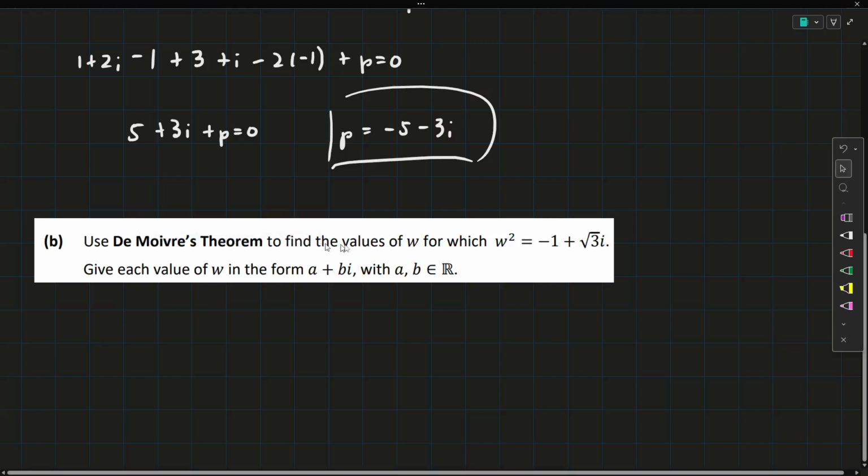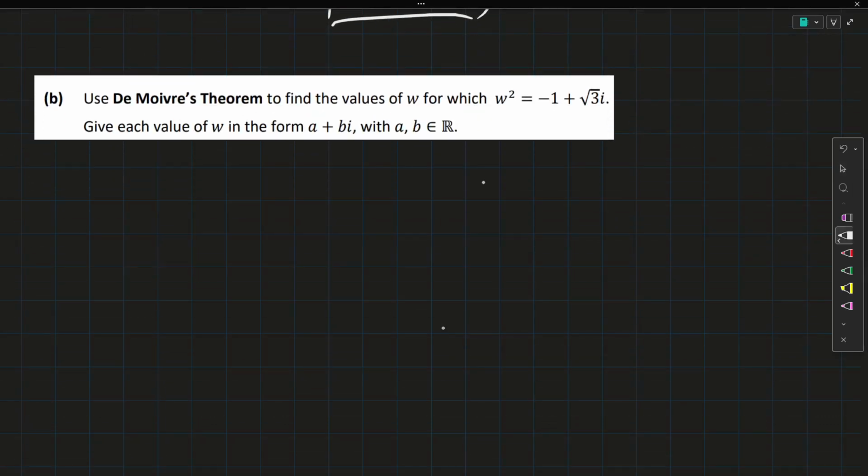Then we're told to use De Moivre's theorem to find the values of w for which w² is this number. So in order to use that, we have to get this into polar form first. So we need to write −1 + √3i. So minus 1 goes this way and then up for the i-axis, because this is the imaginary axis, this is the real axis. It'll be a little higher, √3, so it's like here. It's not very well drawn, but it doesn't really matter. So we have something like that, right?